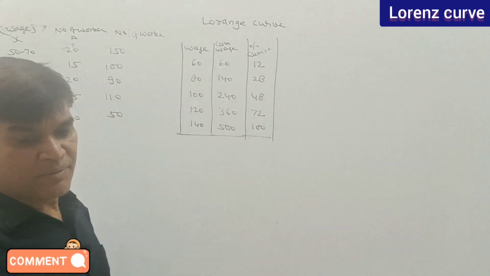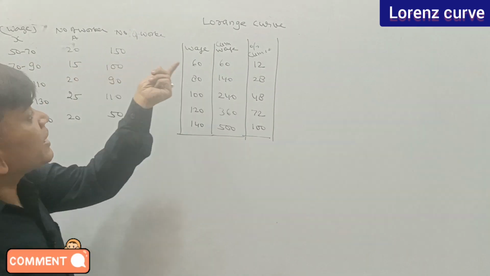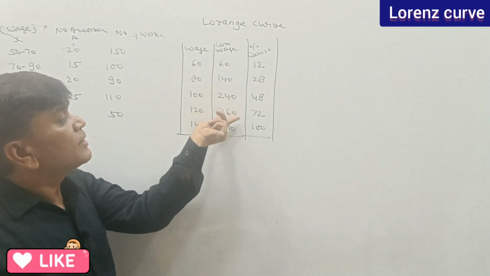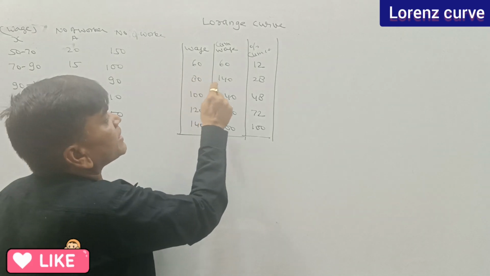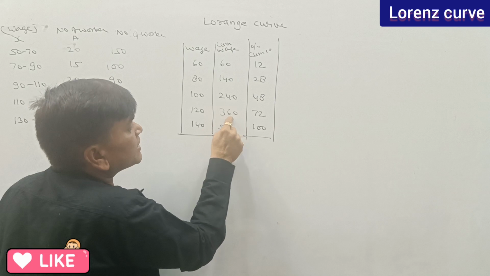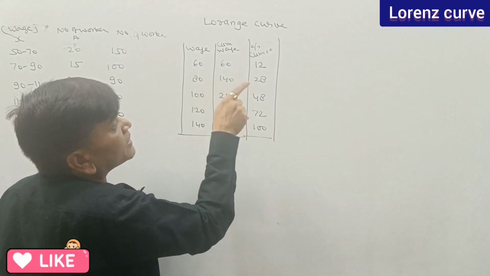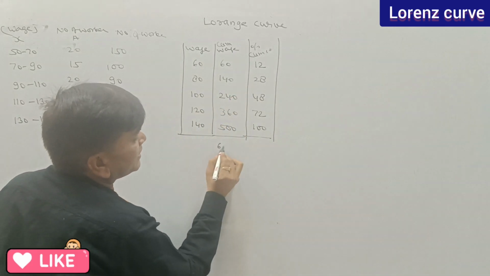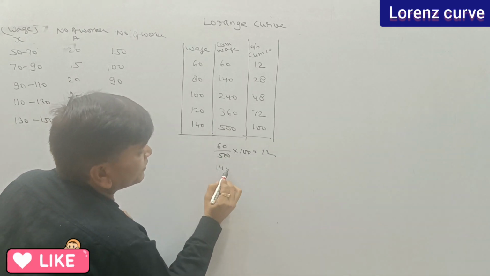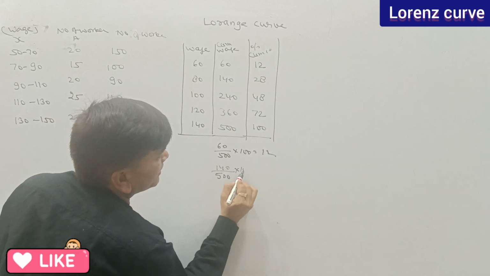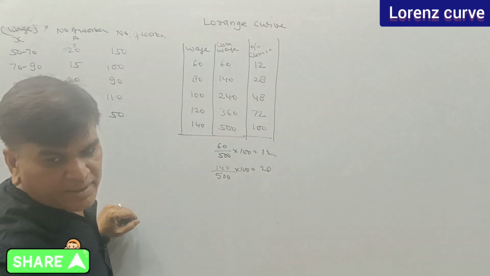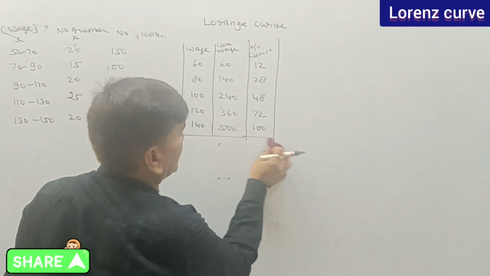So what we have done is, firstly we took the wage and then calculated the cumulative wage. 60 plus 80, 140, 140 plus 100, 240, 240 plus 120, 360, 360 plus 140, 500. Then the cumulative percentage: 60 divided by 500 multiplied by 100, that is 12. Then 140 divided by 500 multiplied by 100, that is 28. In this way we can calculate the cumulative percentage.